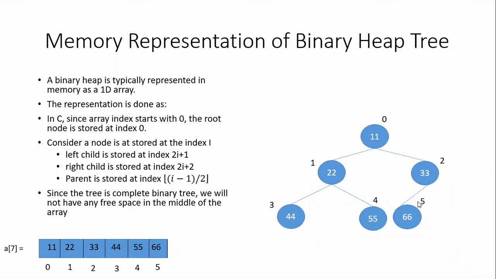Now, in case of a heap tree, can I remove this 55 alone? If 55 is not present in the tree, can I say that it is a heap tree? No, because according to the definition of a heap tree, your heap tree must be a complete binary tree. That means all the levels other than the last level should be completely filled. Then in the last level, all the nodes should be as far left as possible. So if you remove 55 alone, then this 66 is not as far left as possible, since this space is free.